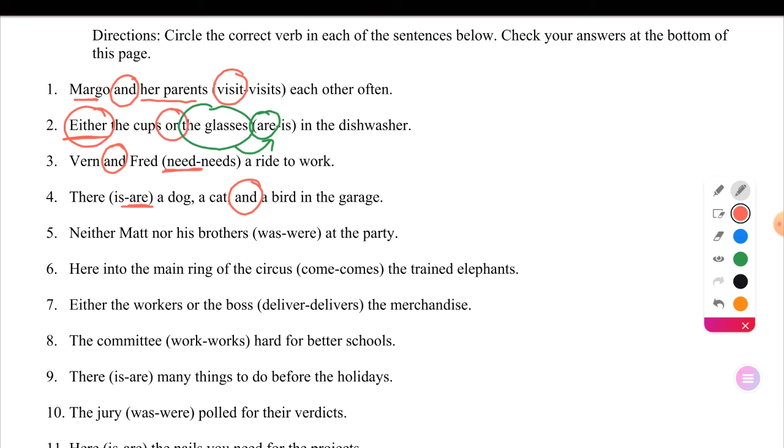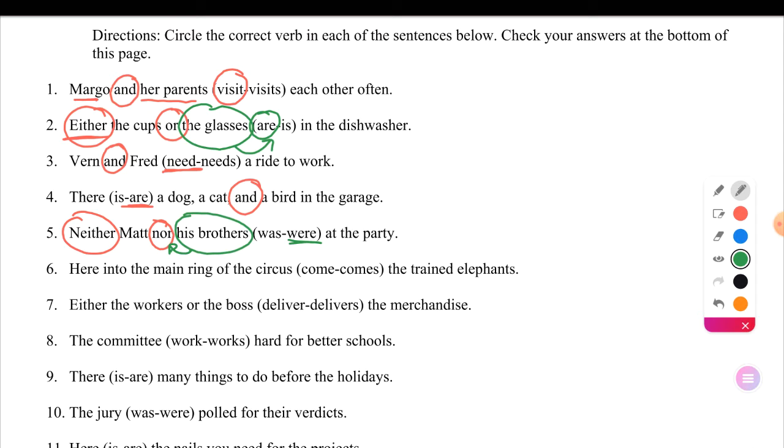Number 5: neither Matt nor his brother. I use neither/nor. The rule says the verb will follow the closest subject, the last subject, which is his brother. His brother is singular, so the verb is was.